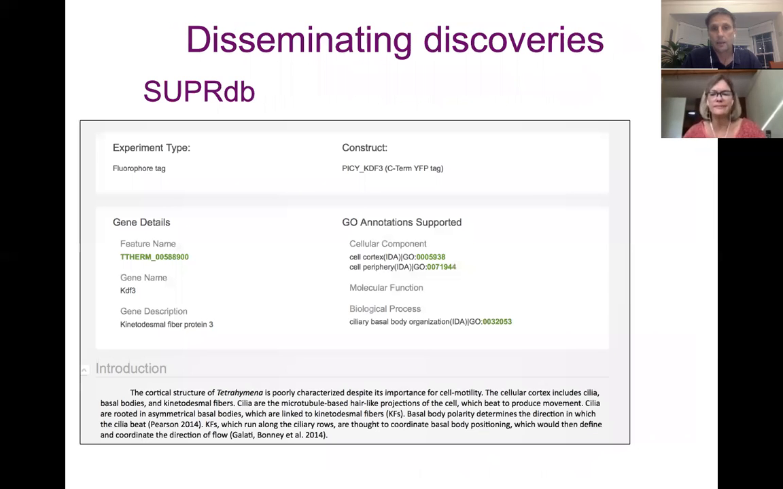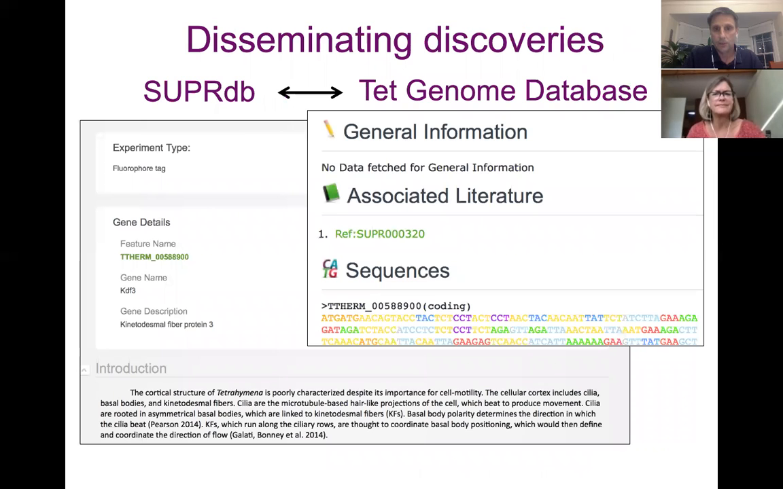So here's one part of a SuperDB report, which basically shows the linkage to a Tetrahymena gene that then links back to the Tetrahymena genome database. Researchers who use that database can then see the reference to the student result, and they can actually look at students' results. These aren't peer-reviewed, but they're available for the larger research community.